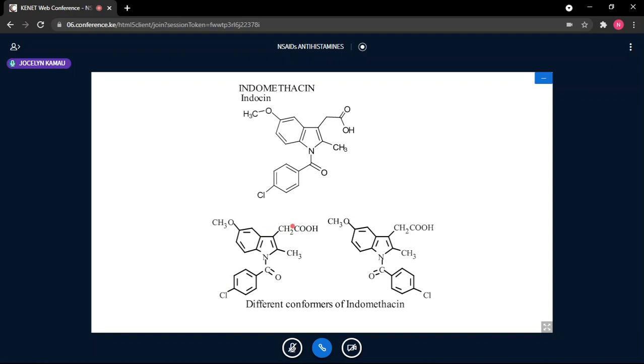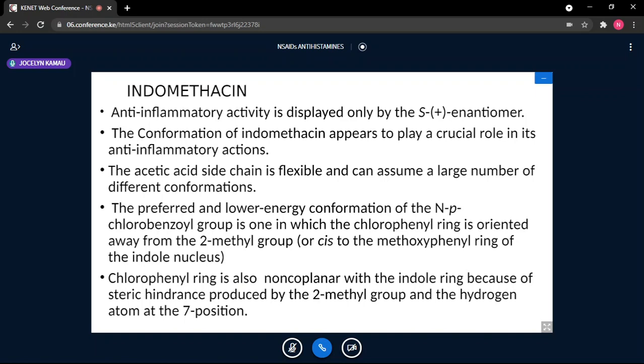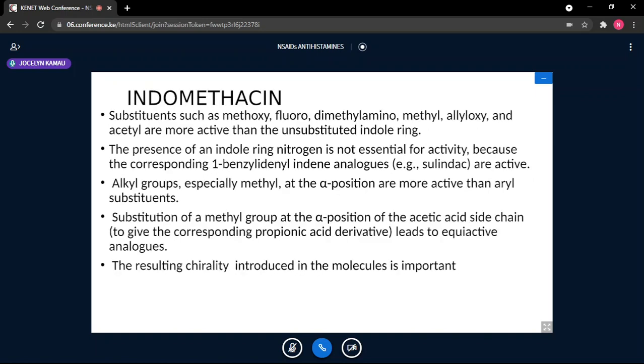If it's a propionic acid derivative, then once you replace one of those hydrogens with a methyl group, there will be chirality, like in ibuprofen, and one isomer will have more activity than the other isomer. More often than not, it is the S isomer for propionic acid derivatives that has the activity. But for the acetic acid derivatives, even when you do substitution where you get chirality, you find that the resultant compounds are equiactive analogs, or equipotent.